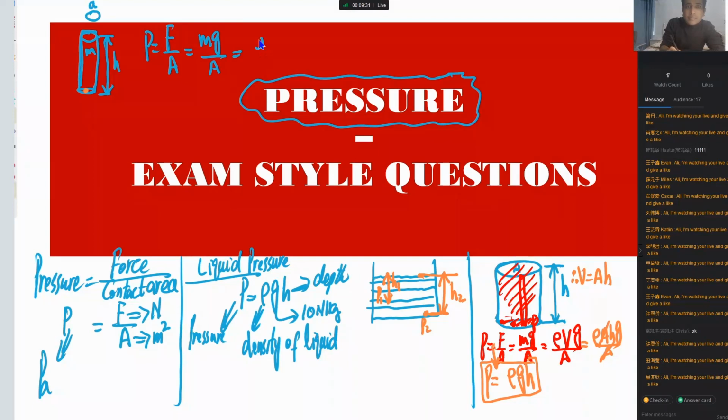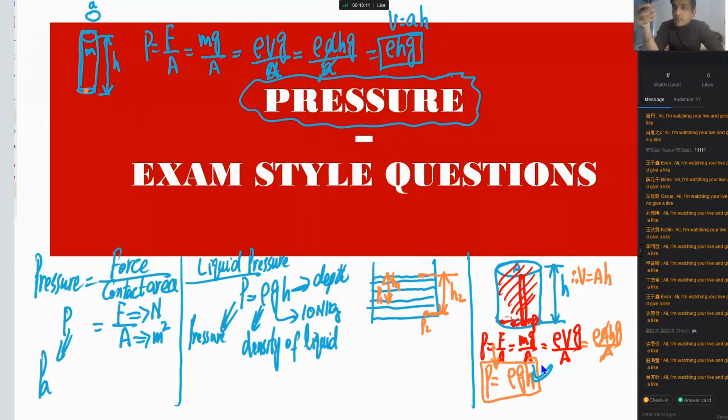So in this case M you can replace with rho V, times g, divided by A. A is the contact area, so this A we can replace with small a now, because we said this cross-sectional area is small a. So we can write down the volume, which will be equal to a times H. So we can say this is rho a H g divided by a. So this a we can cancel with this a, so this one will be equal to rho H g. So you see it is again the same. If you compare with this one, these two formulae are the same.